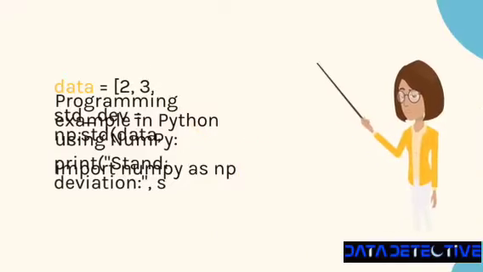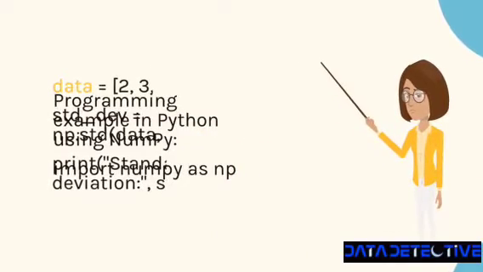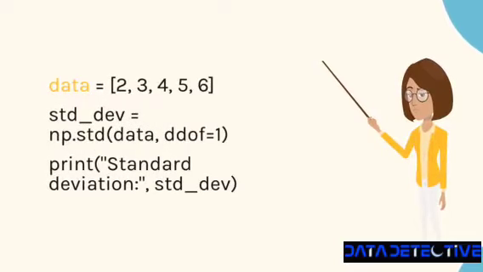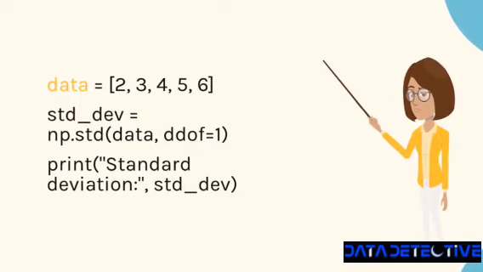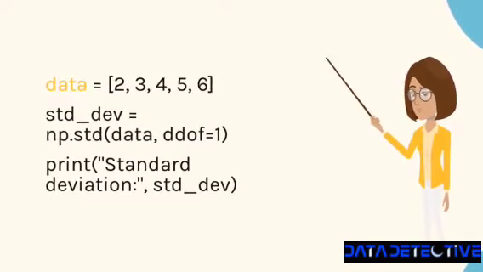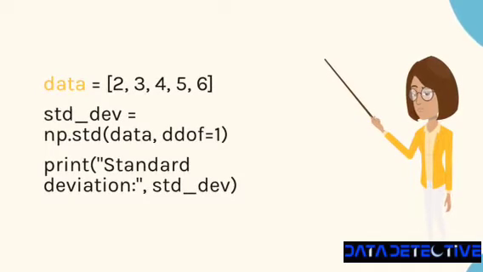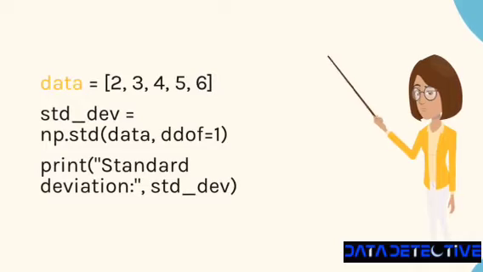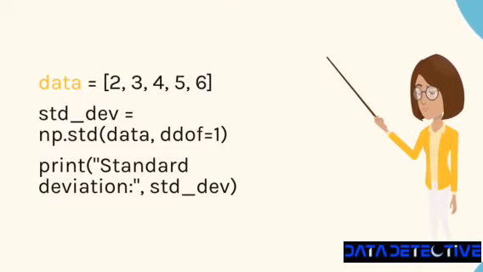Programming example in Python using NumPy. Import numpy as np. data = [2, 3, 4, 5, 6]. std_dev = np.std(data, ddof=1). print("Standard deviation:", std_dev).